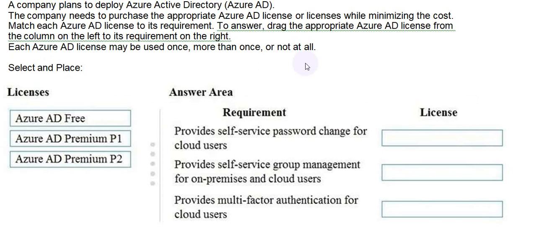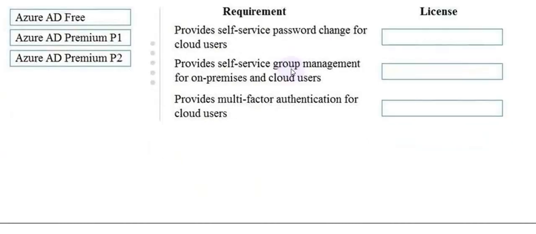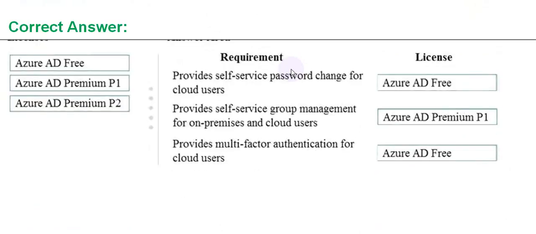To answer, drag the appropriate Azure AD license from the column on the left to its requirement on the right. Each Azure AD license may be used once, more than once, or not at all. Select and place. Please have a look at the license and the requirements. Please look at the answers.